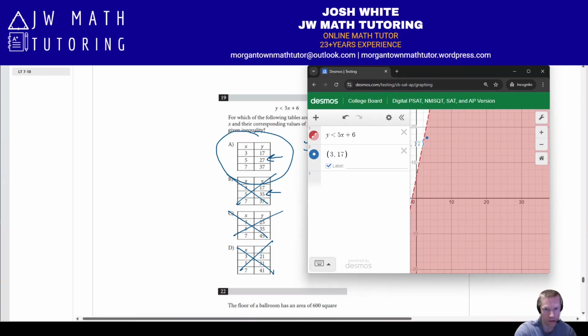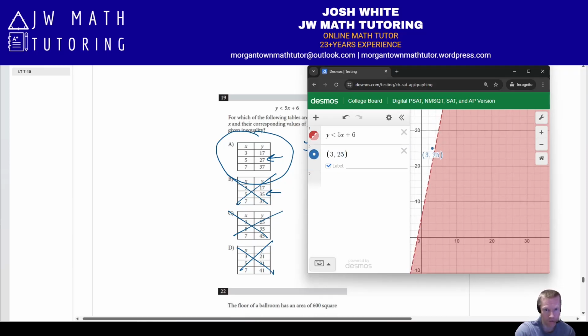Okay, so notice 317 is a solution. So that means, for example, you would keep A and B so far, but if you wanted to check C, you could notice 325, not a solution, and 321, notice it's on the boundary, but because it's dashed, strictly less than, 321 is not a solution. So far I've eliminated C and D.